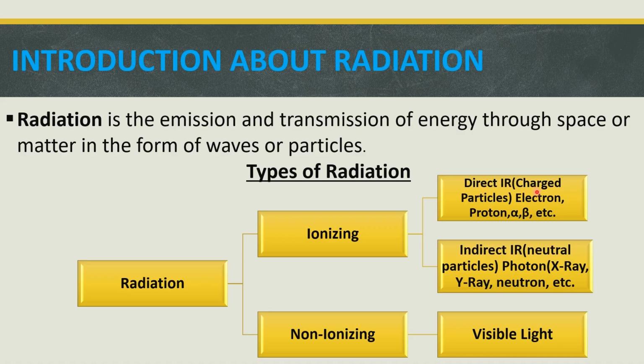Direct ionizing radiation consists of charged particles, which are electrons, protons, alpha and beta particles. Indirect ionizing radiation consists of neutral particles, which are photons, x-rays, gamma rays and neutrons. Second are non-ionizing radiations. Non-ionizing radiation in the electromagnetic spectrum has less energy than UV rays. Mostly it is visible light.